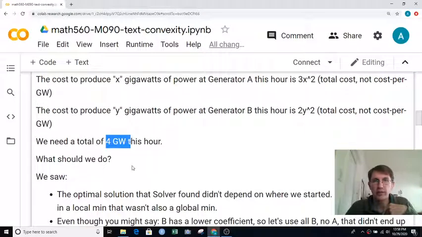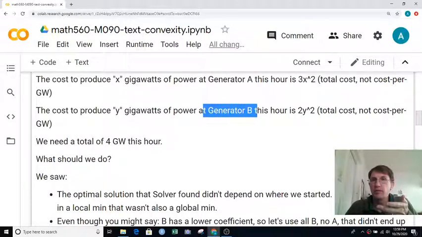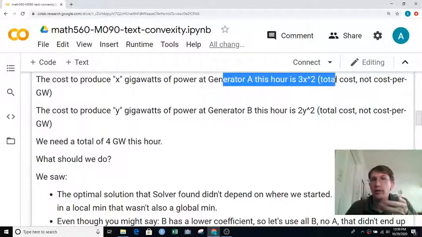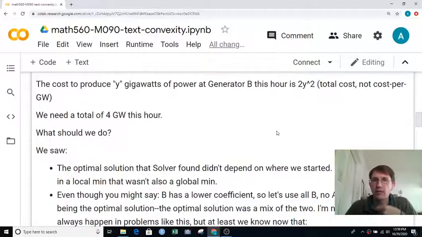So what we saw was that we got the same optimal solution regardless of what values we started with for x and y. We never got stuck in a local min that wasn't a global min as far as we could tell. And you might say, well, this generator is just cheaper than that one. Let's just use all generator B and no generator A. But that's not actually what the optimal solution ended up being. It was a mix of the two.